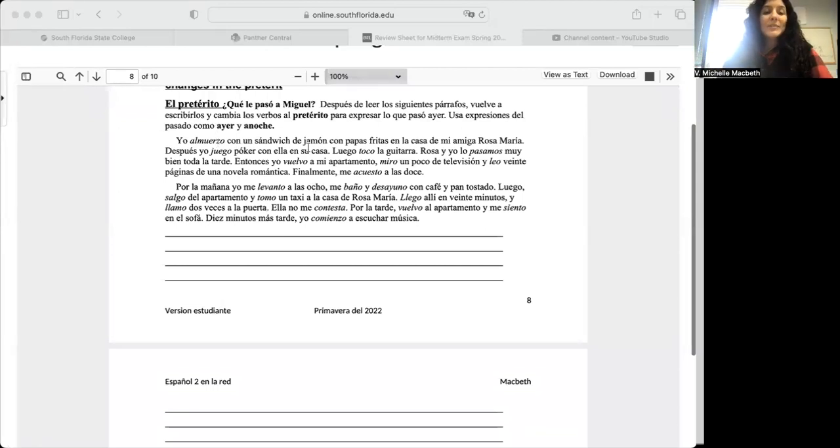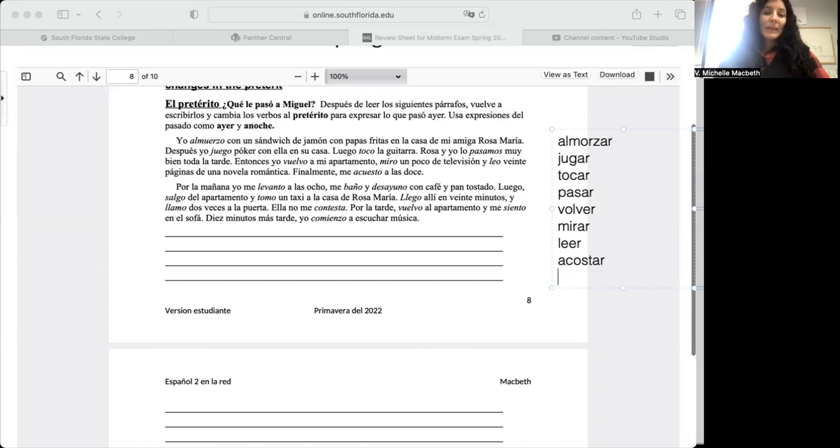So I have yo almuerzo. So almuerzo is going to be almorzar. Un sándwich con papas fritas de la casa de mi amiga Rosa María. Después yo juego, so we have jugar. Póker con ella en la casa. Luego toco, so we have tocar. Rosa y yo lo pasamos, we have pasar. Muy bien, toda la noche. Entonces yo vuelvo, that's volver. And then miro, so we have mirar. Leo, which is leer. And acuesto, which is acostar.